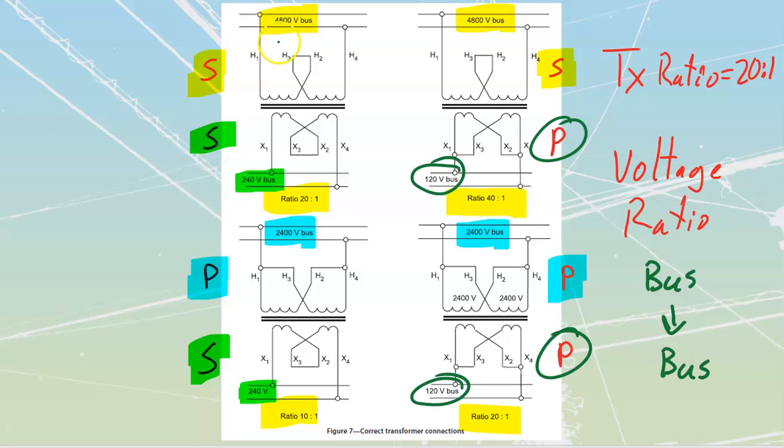All I'm doing to develop my voltage ratios is taking my high voltage over top of my lower voltage. So 4800 divided by 240. This one here is 4800 divided by 120. It's 40 to 1. This one here is 2400 divided by 240. Gets me to 10 to 1. This one here is 2400 divided by 120. Gets me to a 20 to 1.